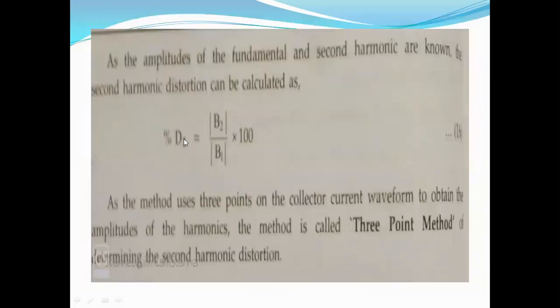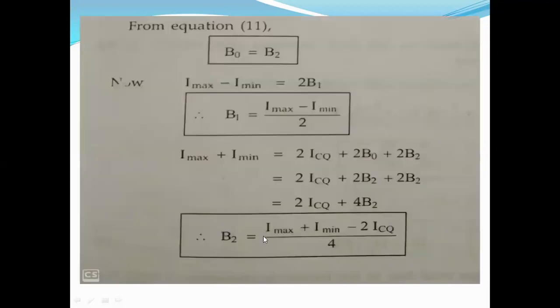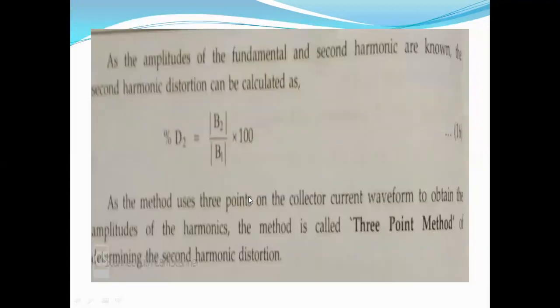So that's why, what is the distortion formula? Percentage D is equal to mod Bn by B1 into 100 if it is the nth harmonic. So here we are considering second harmonic. What is distortion? So percentage D2 is equal to mod B2 by B1 into 100. We know B2 and B1 values. Just substitute these two values, B2 and B1, and find out distortion. We may have the related distortion.